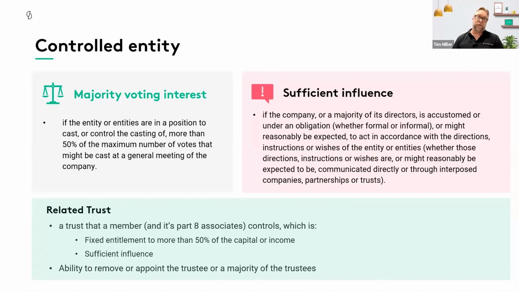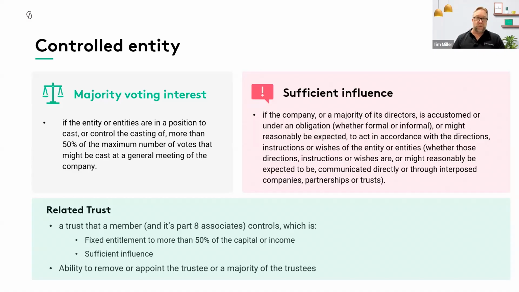So when we're talking about who those shareholders are, those entities, we have to revisit this image. We have to revisit this image of who the Part 8 associates are. So it's not just the members of the self-managed super funds, it's all the other related parties to the members of the super fund that will determine whether or not you have a majority voting interest.